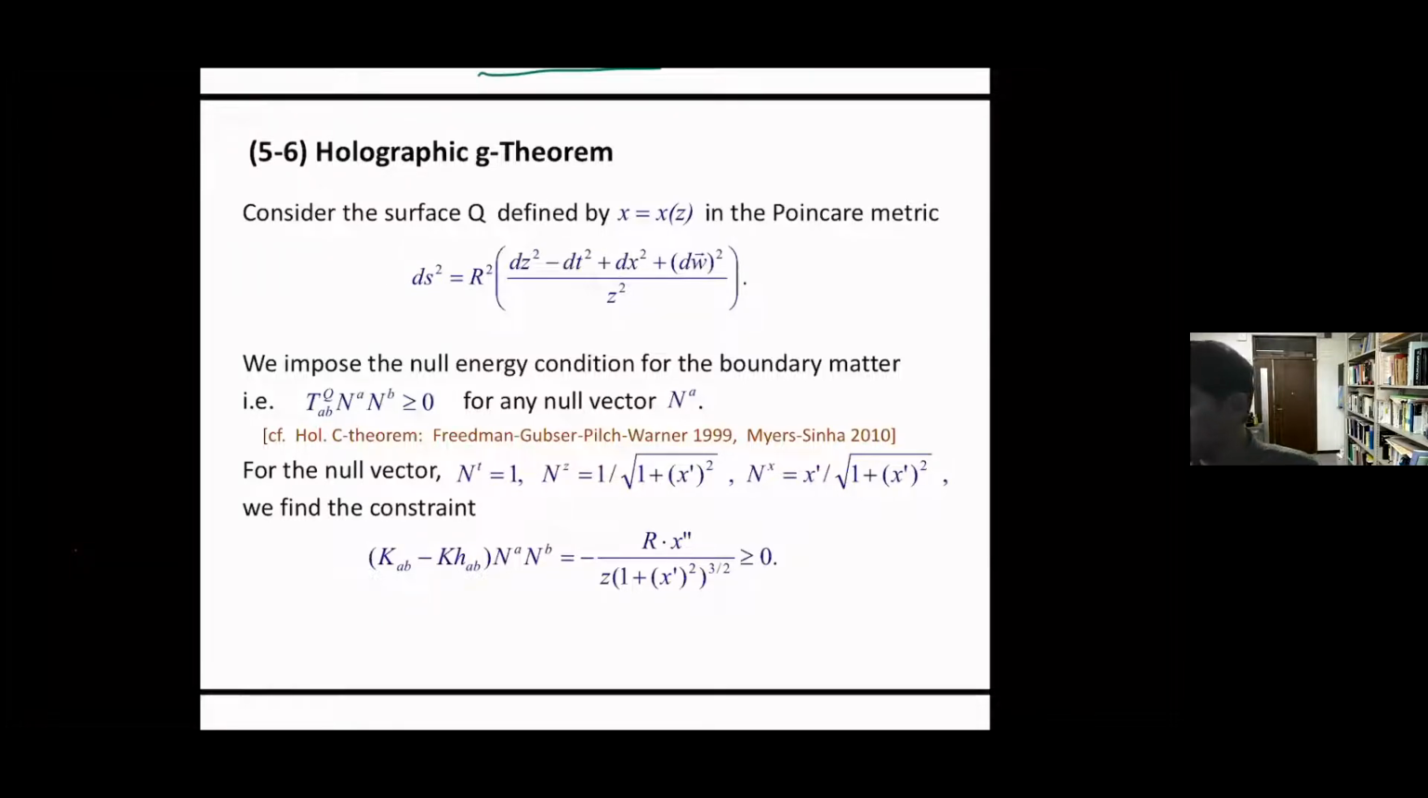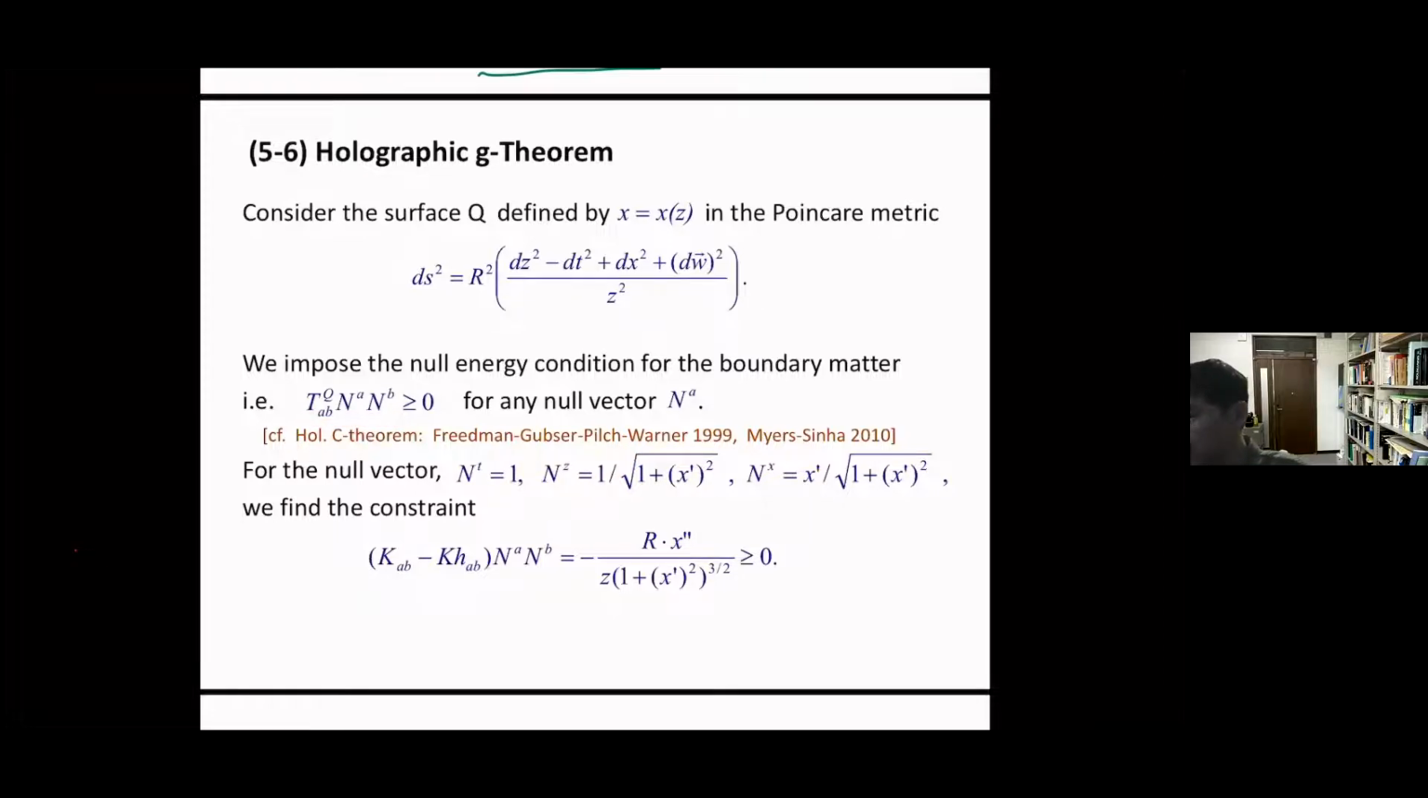For this, we can assume this metric, just the Poincare metric, and put some boundary surface Q, right? And we need some assumption always. For example, if we want to derive the C theorem, we need some energy condition, and always this energy condition we use is something called the null energy condition. The null energy condition is like, if we contract this energy stress tensor with any null vector, it should be positive, right? So we are assuming the null energy condition for boundary matter, not the bulk matter. Boundary matter which is localized on the surface Q, right?